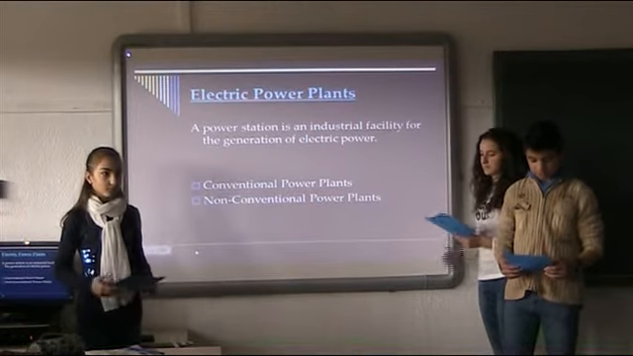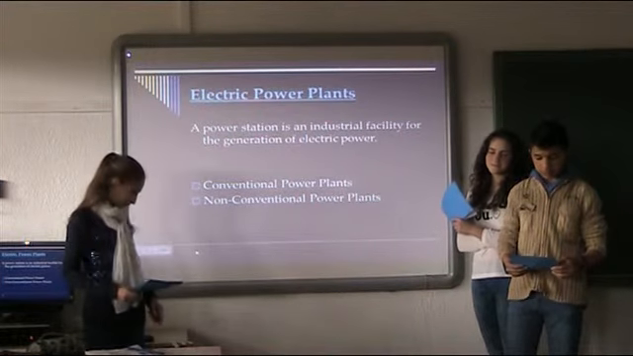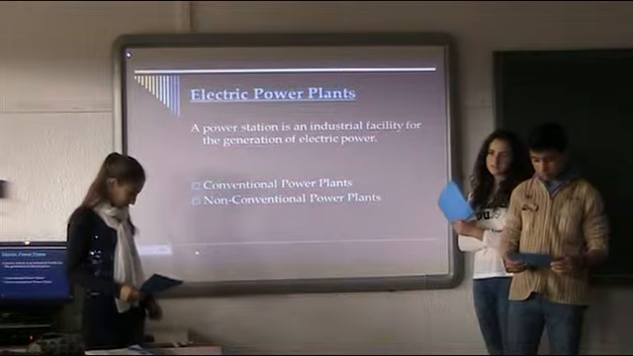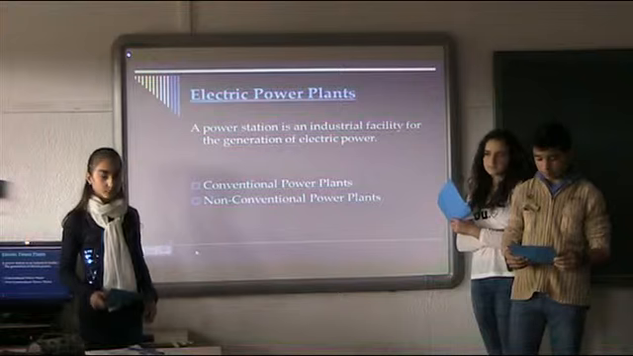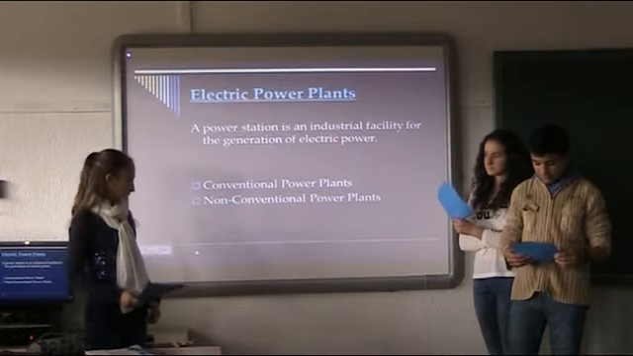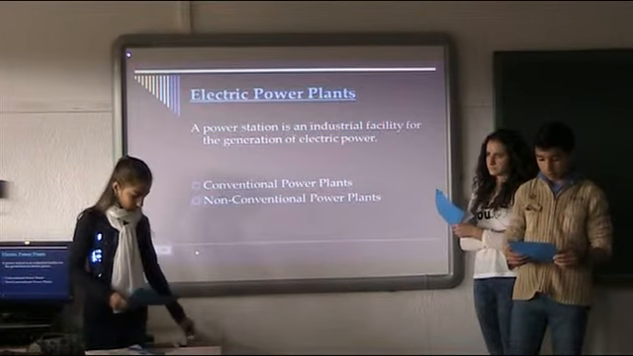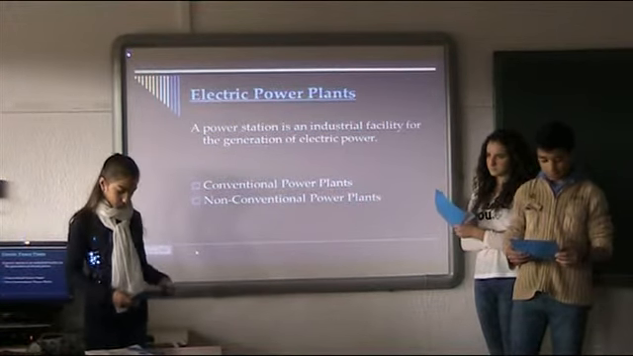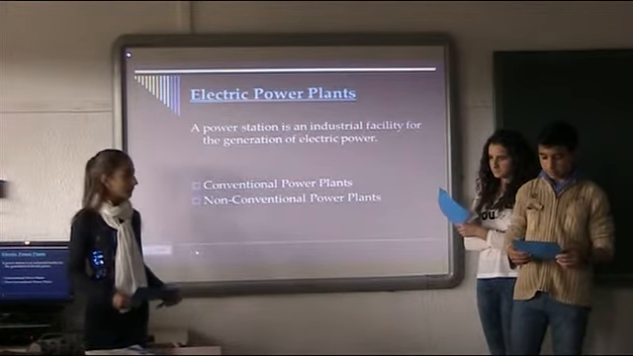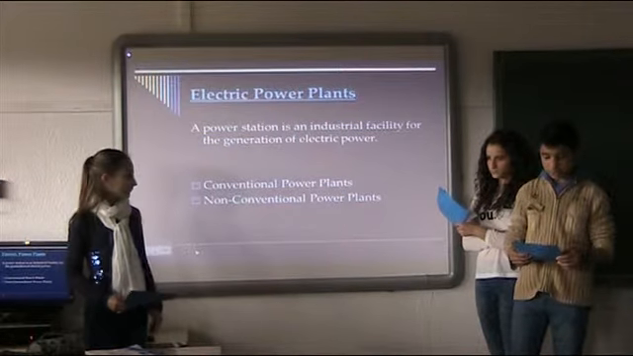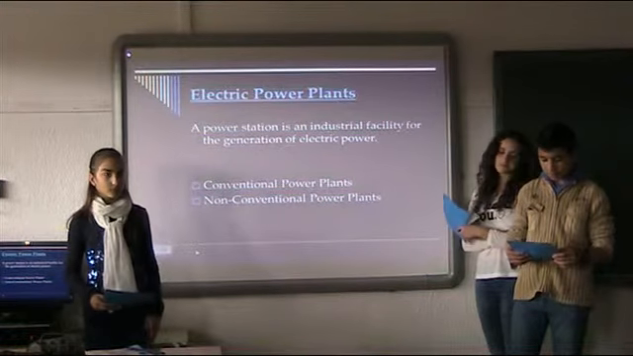A power station is an industrial facility for the generation of electric power. Each power station contains one or more generators, a rotating machine that converts mechanical power into electrical power by creating relative motion between a magnetic field and conductor. The energy source harnessed to turn the generator varies widely. There are two kinds: conventional power electric plants and non-conventional power plants. Now we are going to see these two kinds of power plants and some examples about them.